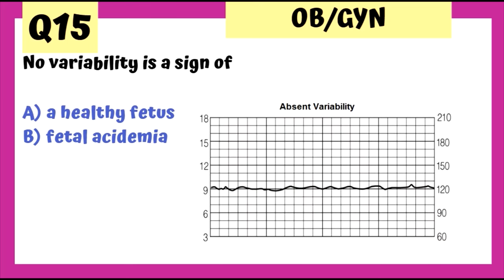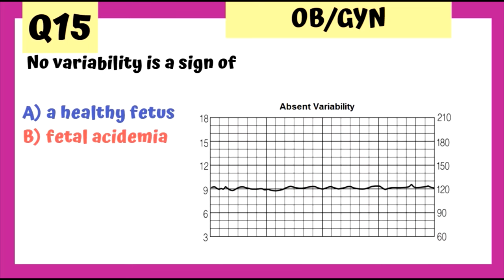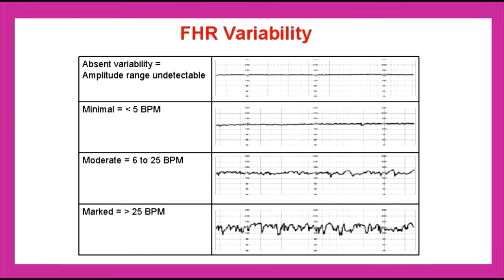Question 15, no variability is a sign of not a healthy fetus, it's fetal acidemia. On exam day, if you see no variability, it's a sign of fetal acidemia. This is a chart for variability of the baby and what they represent.